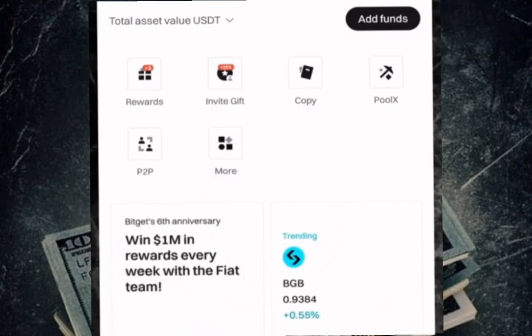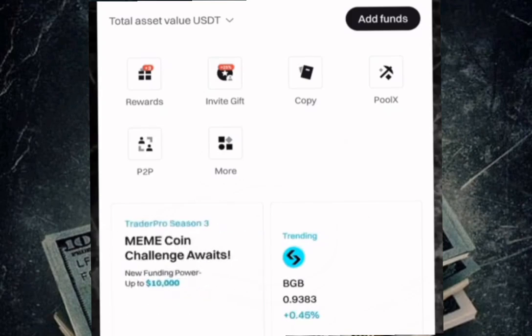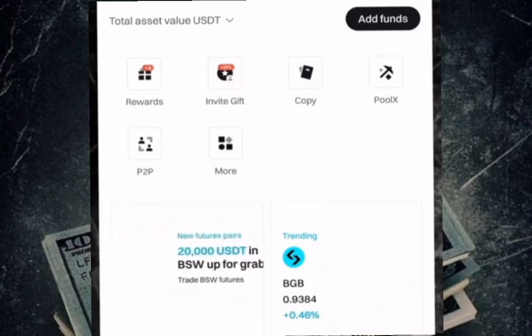Once you create your account and verify your account, the next step is to come right here to your Bitget account and deposit money into your account. Before you can start trading, you need to deposit money that you will use to trade.